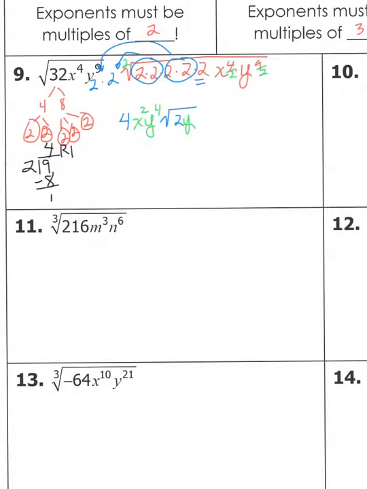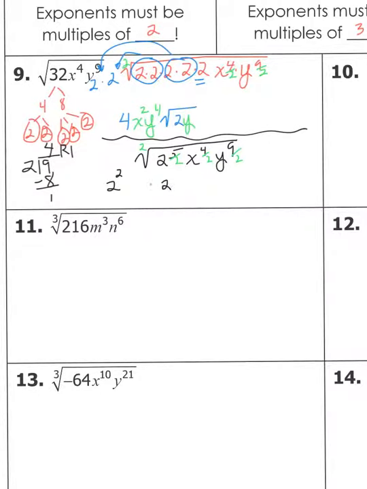So the other way would be, what if I put my numbers into power form as well and use that index rule? So what if I had the square root of, I had 5 2's, so 2 to the 5th, x to the 4th, y to the 9th. Then you could divide your index here is 2, so I could divide this by 2. So 5 divided by 2, 2 goes in there 2 whole times with 1 remaining. So this is my radical.